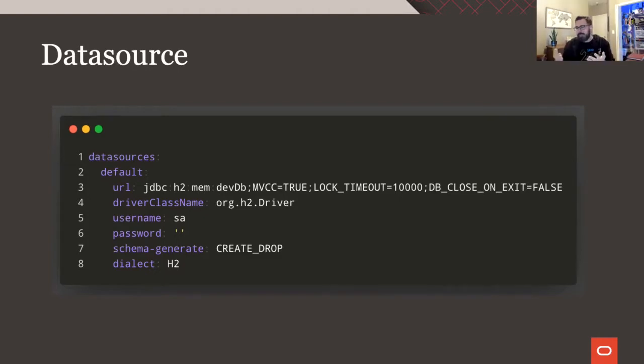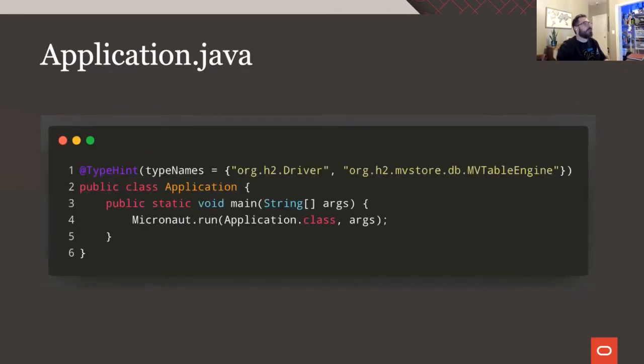Actually, there's a little better performance when it comes to JDBC because you're one layer of abstraction, I guess you could say, closer to the database. You don't have that second level cache or any of that to deal with. So create a data source.